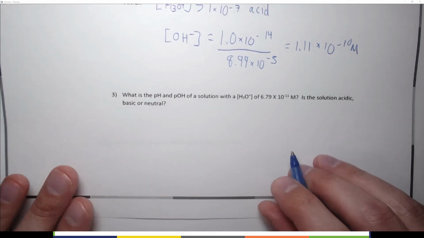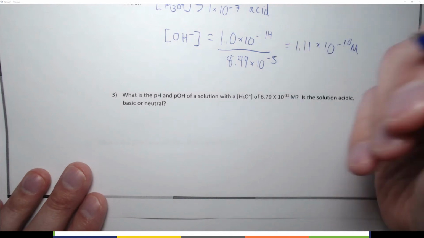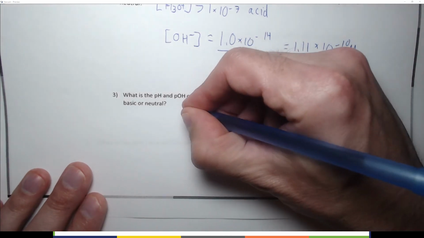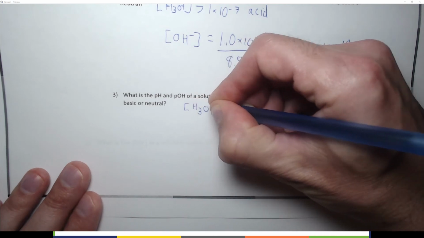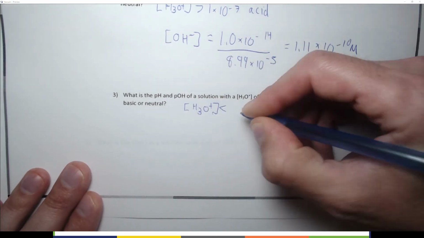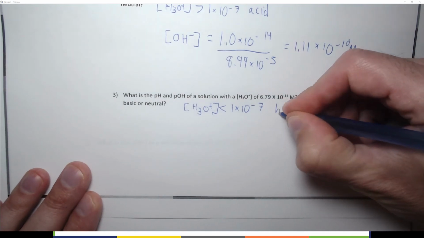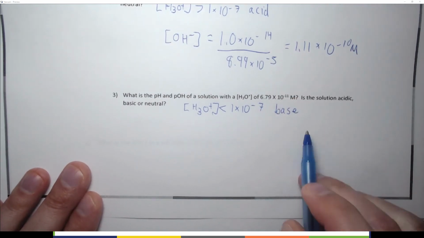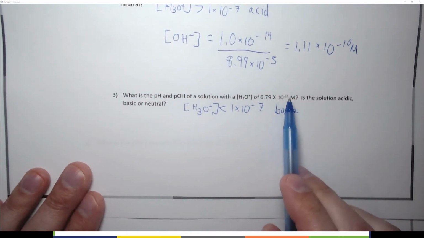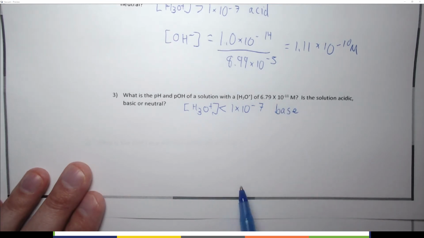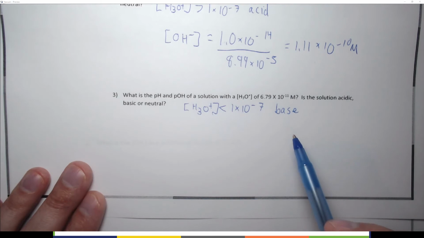Well, the first thing we want to do here is determine whether it's acidic, basic, or neutral. So in this case, the concentration of H3O plus is less than 1 times 10 to the minus 7, which means that this is a base or basic solution, because 10 to the minus 11 is a smaller number than 10 to the minus 7, so therefore this is a basic solution.